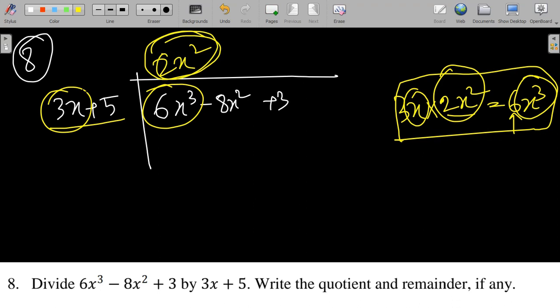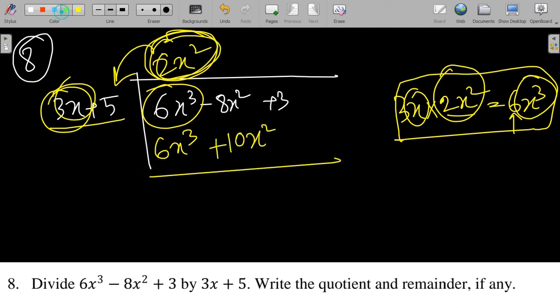Like 2x square into 3x will give you 6x cube. 2x square into this plus 5 will be giving you plus 10x square. Now we have to do the subtraction. So change their sign. So these two will be cancelled out. And here if you see, it would be giving you minus 18x square plus 3, right?